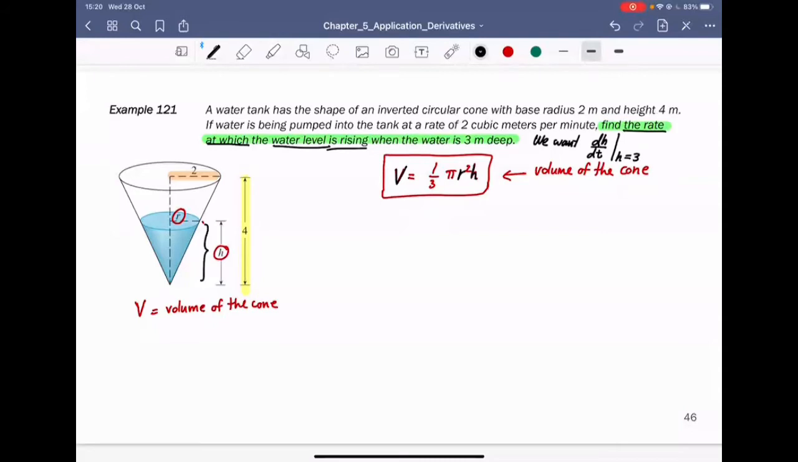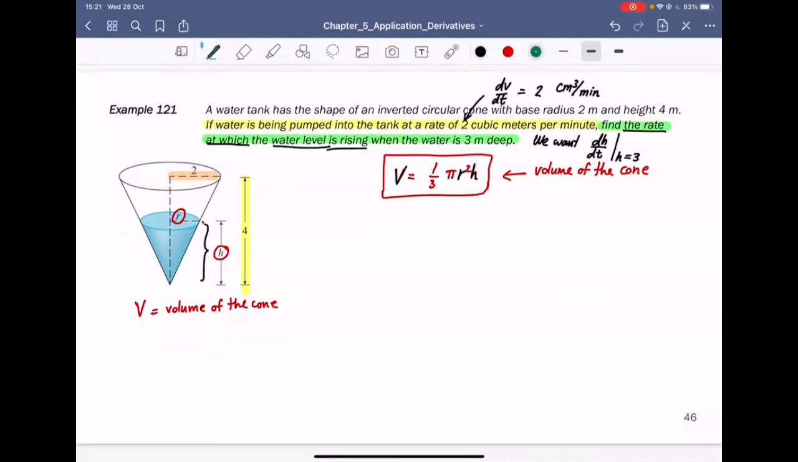But what is given is that the water is pumped into the tank at the rate of 2 cubic meters per minute. So what is given here is dV/dt equals 2 cubic centimeters per minute. Well, that means you have dV/dt and you want dh/dt. So from the given relationship here, you should get rid of r and then swap it into h somehow. So how could we do that?